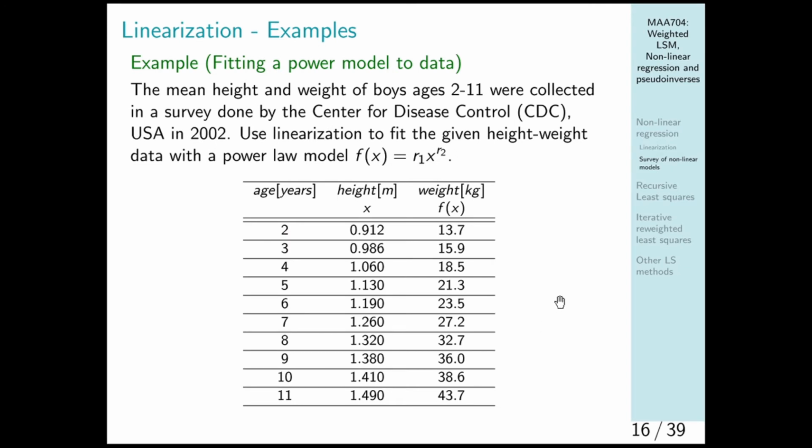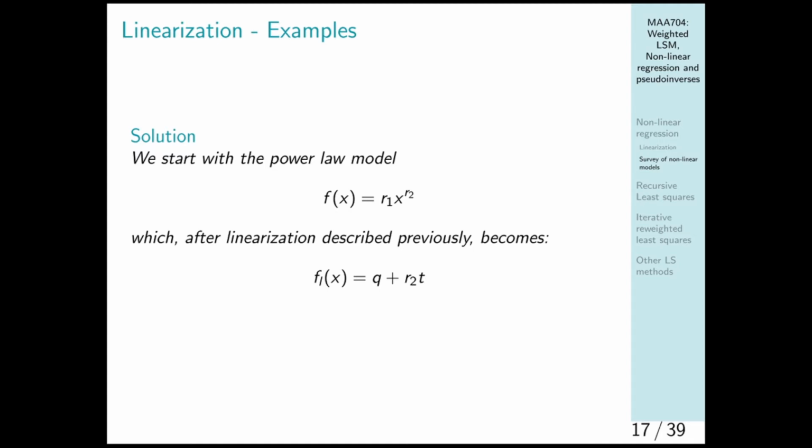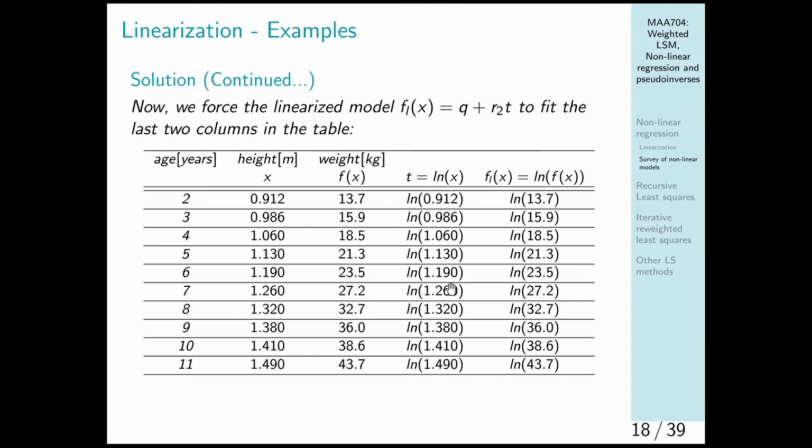So, for example, let's use the mean height and weights of boys from ages 2 to 11, which were collected in a survey done by the CDC in 2002. And we're going to see how we can fit this with a power law model. We start with our model. We do the linearization, where t is the natural logarithm of x. And what we get is this thing over here. But remember, we have to calculate t and we have to calculate x. And now when we use vector x, this is not taken anymore, but this is what matters.